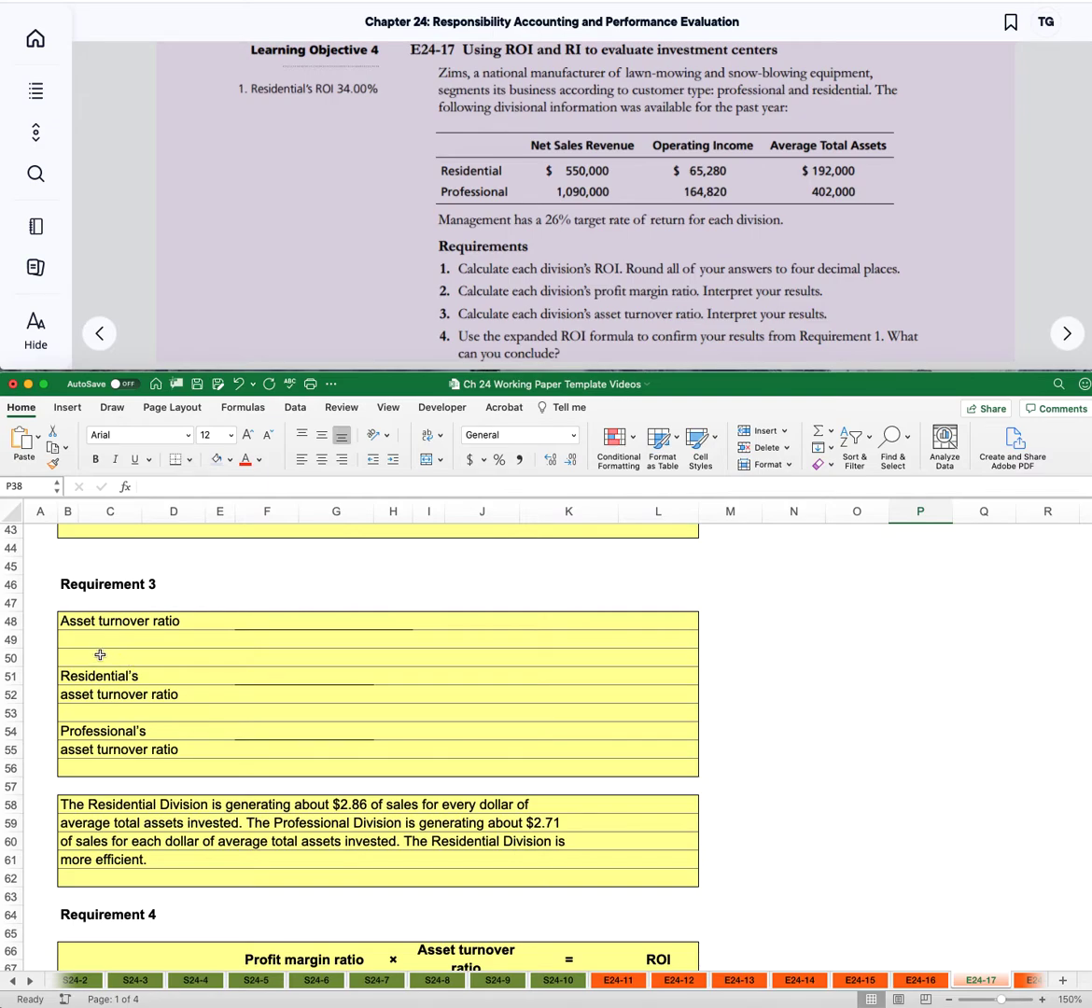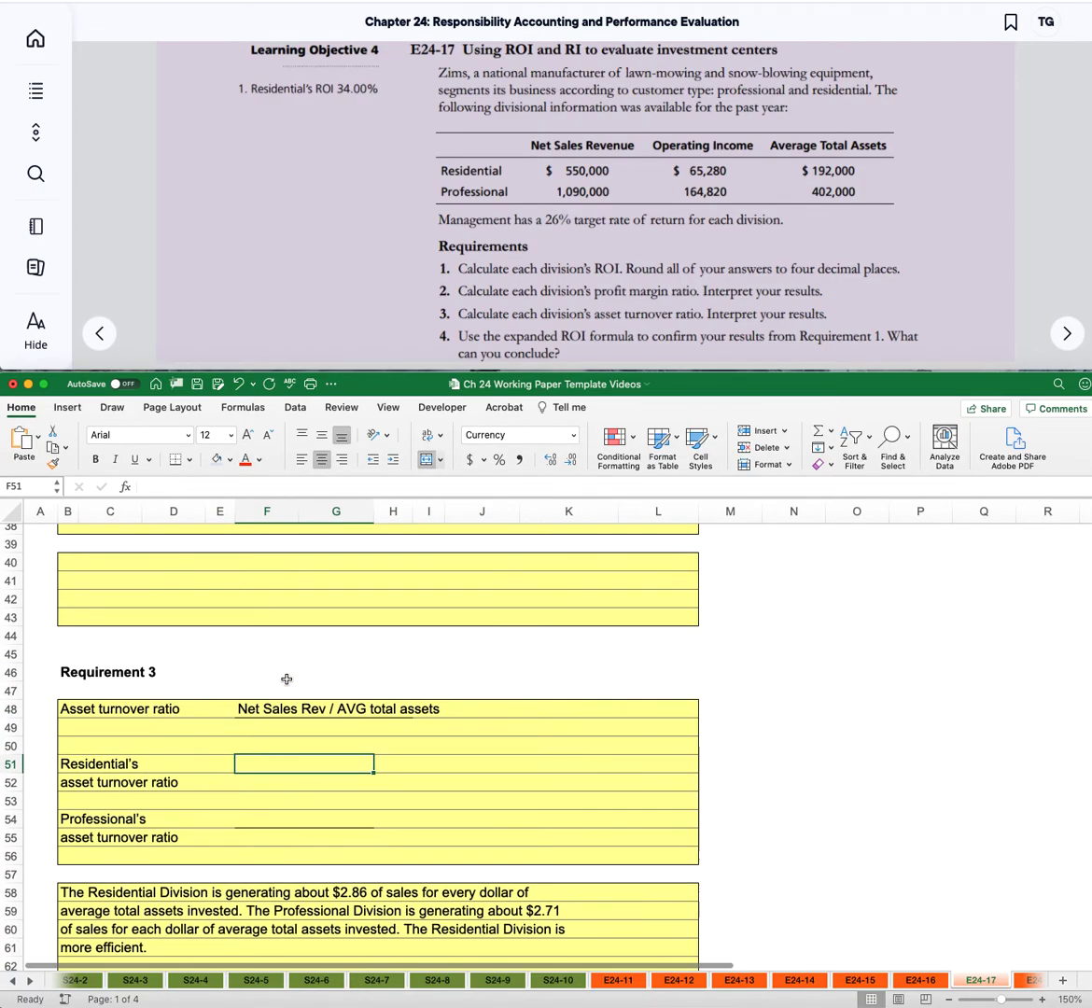So now we can come over to the asset turnover ratio, calculated as net sales revenue divided by average total assets. And so again, I'm going to just pull this information down so that we can use the Excel reference. So we have net sales revenue 550,000, and we have average total assets of 192,000. For the professional, we have net sales revenue of 1,090,000, and we have average total assets of 402.